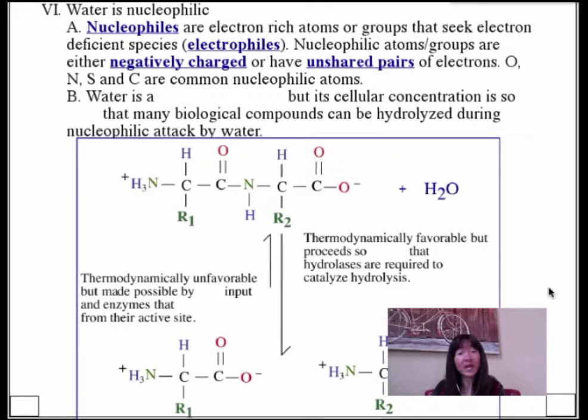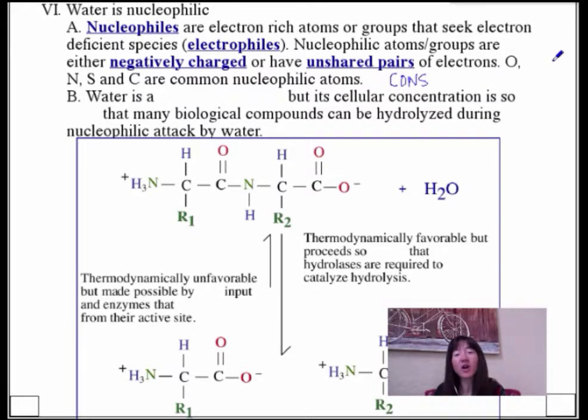So we can go ahead and write down some of the most common nucleophilic atoms, particularly in biochemical reactions. These are oxygen, nitrogen, sulfur, and carbon. I like to remember this by recalling that common nucleophiles are CONS: carbon, oxygen, nitrogen, and sulfur. We could also review this a little more by thinking back to the periodic table and picking out the particularly good nucleophiles.